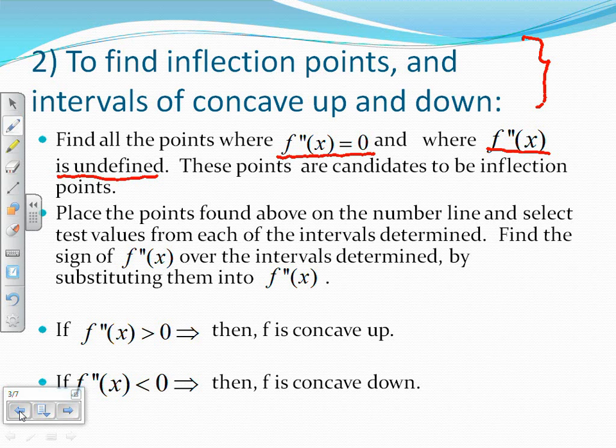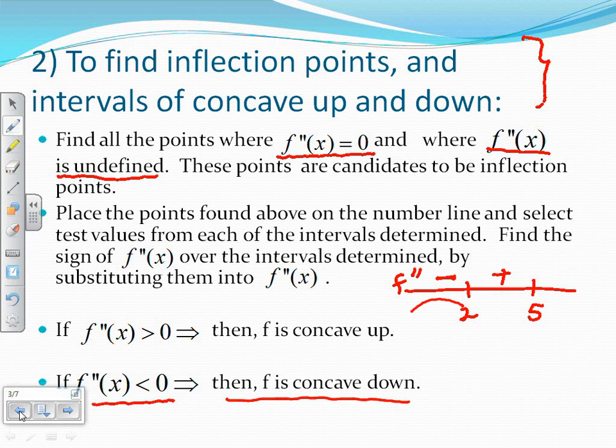And once again, we'll follow something very similar to the previous steps. We're going to put those points found on the number line, let's say 2 and 5. And let's say we have something positive. So we're going to check the sign of f double prime, because f double prime, the second derivative of a function, tells you about concavity. If the second derivative is negative, as it says down here, then you expect the function to be concave down. If the second derivative is positive, you expect the function to be concave up, and so forth. So we're going to determine intervals of concavity based upon the second derivative.